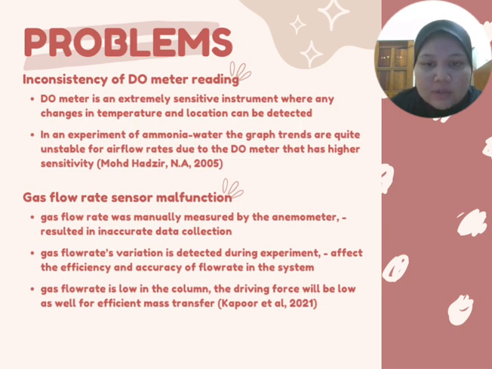Gas flow rate was manually measured by the anemometer, which resulted in inaccurate data collection. Gas flow rate variation is detected during the experiment, affecting the efficiency and accuracy of flow rate in the system. If the gas flow rate in the column is low, the driving force will be low as well for efficient mass transfer.